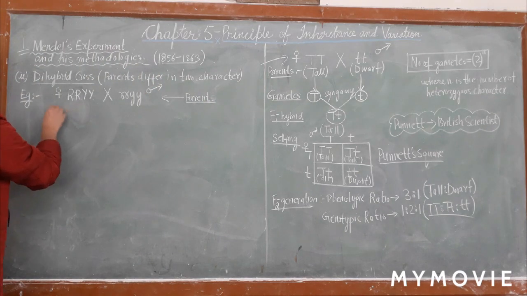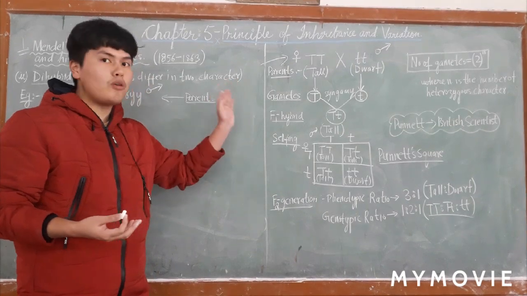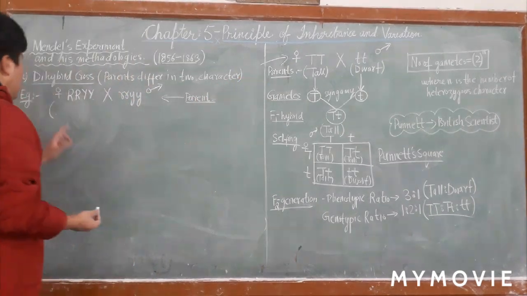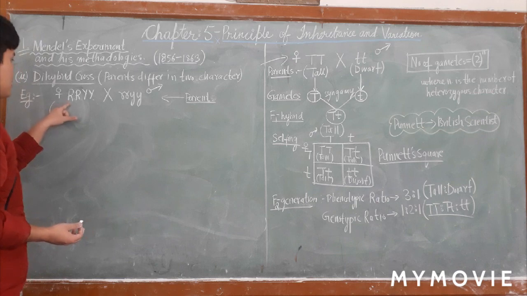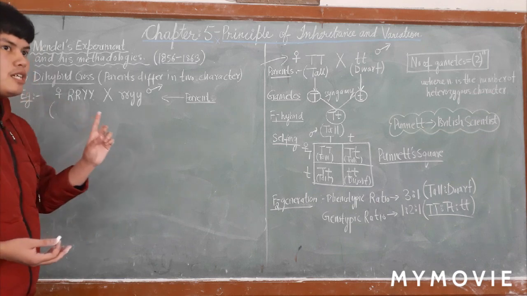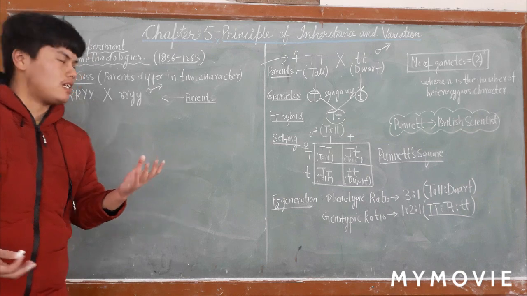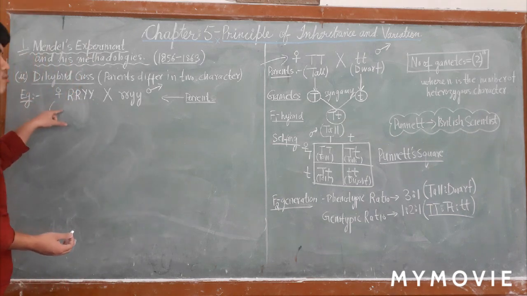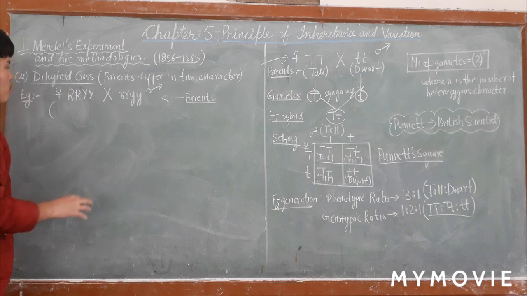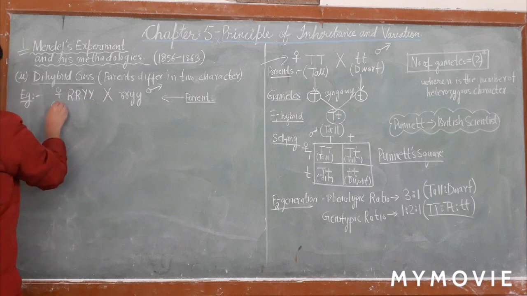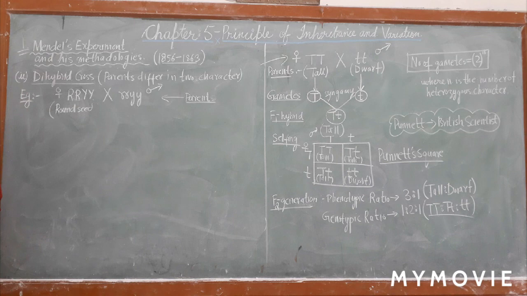Okay, so in pea plant, when we talk about stem height, tallness is dominant, dwarfness is recessive. Stem height is a character. Another character is seed shape. The traits of seed shape are round and wrinkled. Round is dominant, that's why capital R means homozygous round. So R is a round seed.